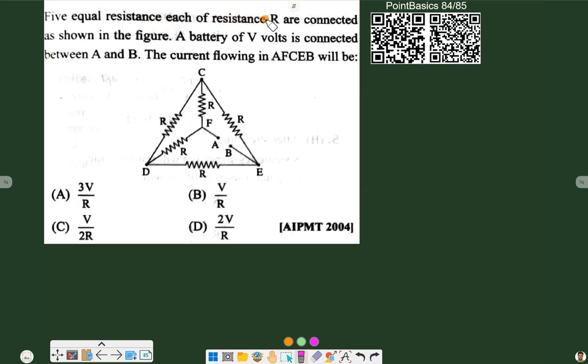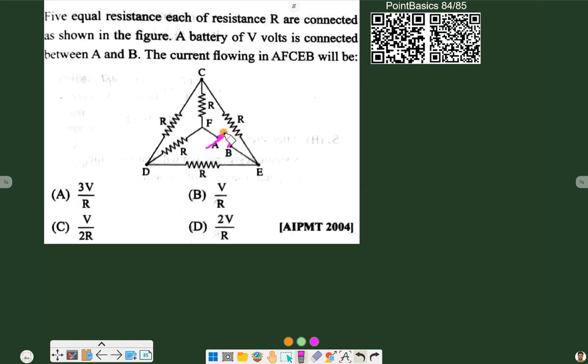Next one, 5 equal resistances are connected, as shown in the figure. So 3 and 2, 5. A battery of potential V is connected between A and B. So here we have a battery. So we have to find the current flowing between A, F, C, E, B. Where A, F, C, E, B. So we have to find out this current.